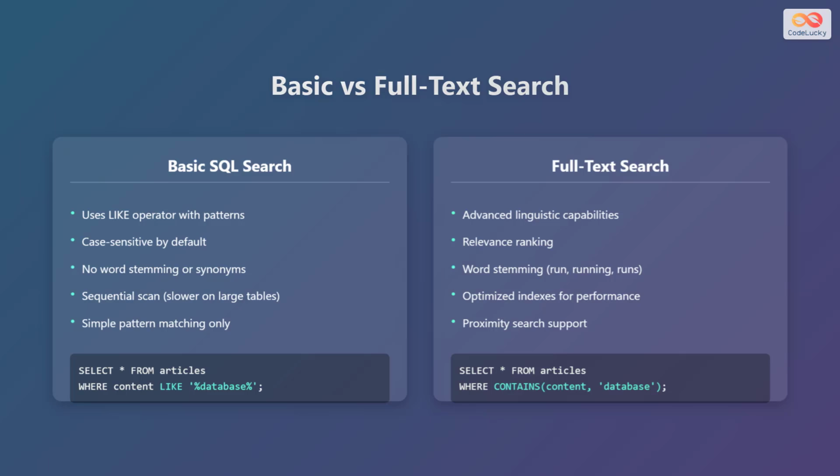On the other hand, full-text search provides advanced linguistic capabilities and relevance ranking. It understands word stemming, such as run, running, and runs. It uses optimized indexes for better performance and supports proximity searches. The example demonstrates selecting all articles where the content contains the word database, using the CONTAINS function.